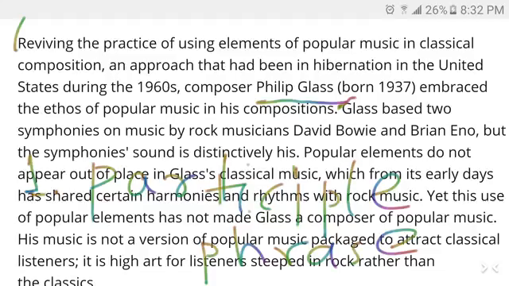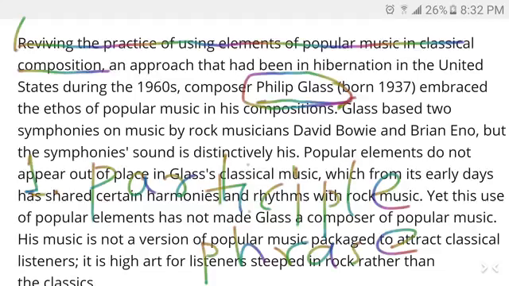So Philip Glass has done something, and the whole thing, reviving the practice of using elements of popular music in classical composition, is the participle phrase. This modifies the subject Philip Glass. Then another part, an approach that had been in hibernation in the United States, is additional information.